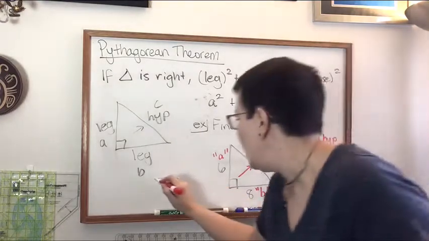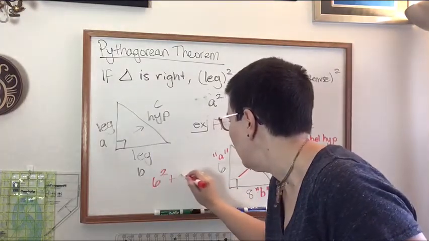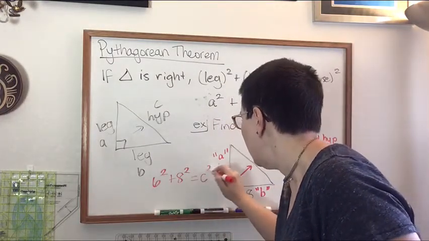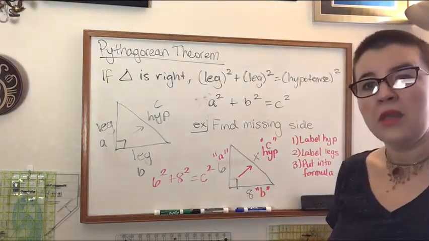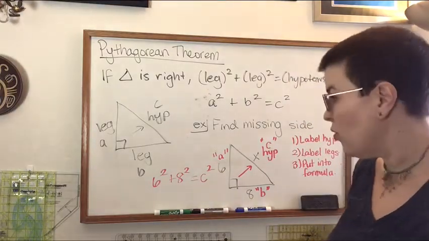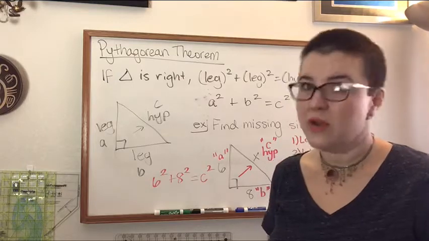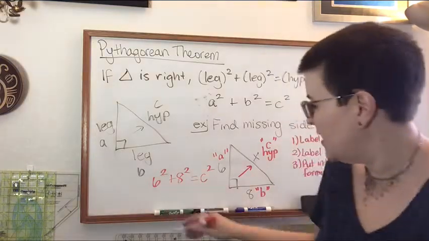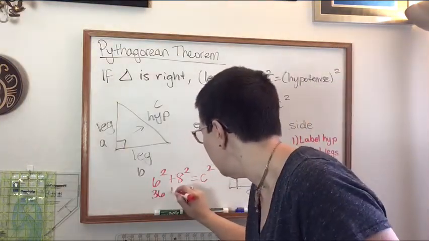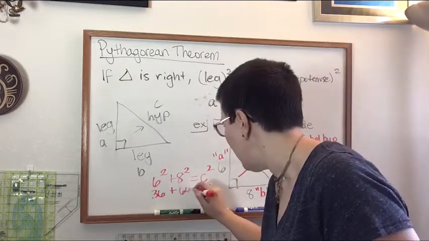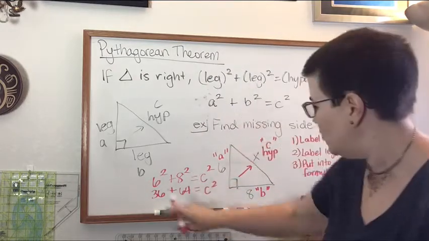So I know that 6 squared plus 8 squared equals c squared. 6 squared you can do on a calculator, or you can just multiply that, or if you know your squares, super awesome. 6 times 6 is 36. 8 times 8 is 64. And I still have c squared.